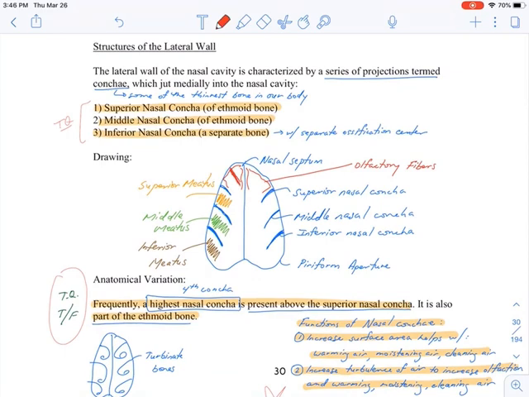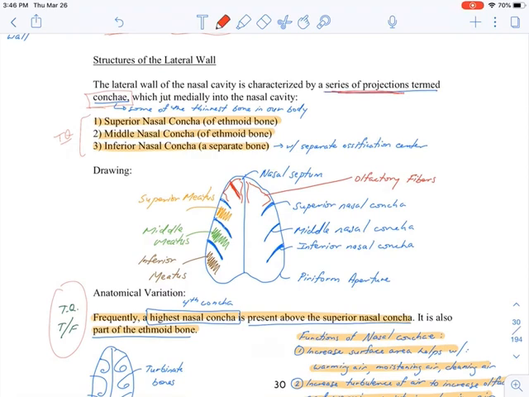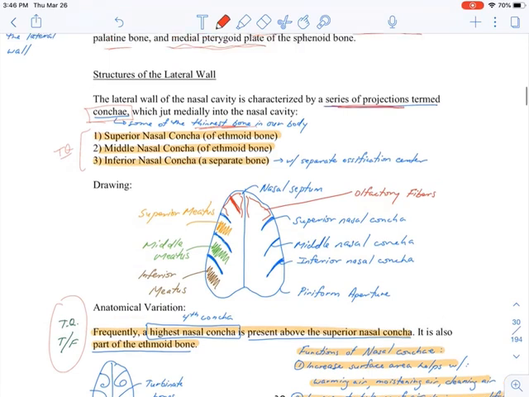Now we're on to the lateral wall, specifically structures of the lateral wall. We have projections on our lateral walls called conchae, or concha. I'm not really sure how to pronounce those. They are some of the thinnest bones in our body. We have a superior, middle, and inferior nasal concha. It's important to know what they're of. So superior and middle are both from that ethmoid bone. And then we have an odd man out with our inferior, which is just a completely separate bone.